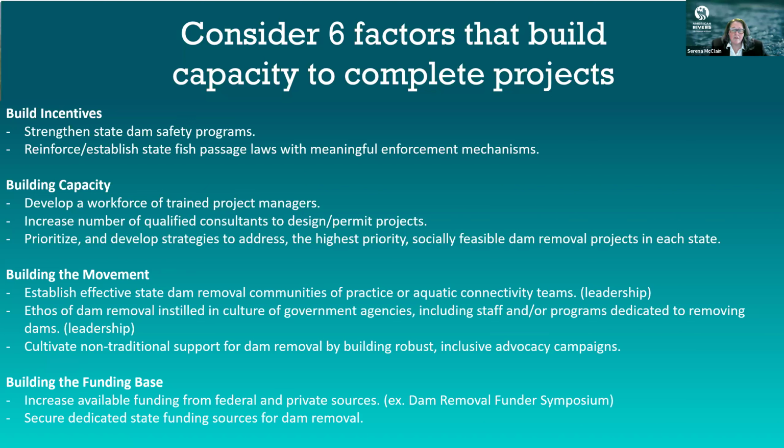Specifically, our state level priorities are roughly focused on 4 main categories: incentivizing dam owners, building capacity, building the movement, and building a funding base. So for example, if you look at the strategies around building capacity, we all know that one of the limiting factors, not even just in dam removal, but in river restoration at large, is the need to develop a workforce of trained project managers. We don't have enough people who are willing to take on these projects and shepherd them from initiation to implementation. And that cuts across many different categories, right?